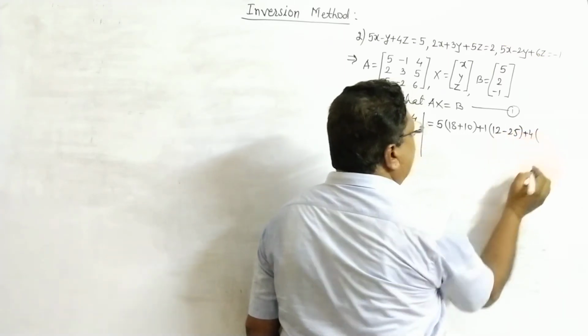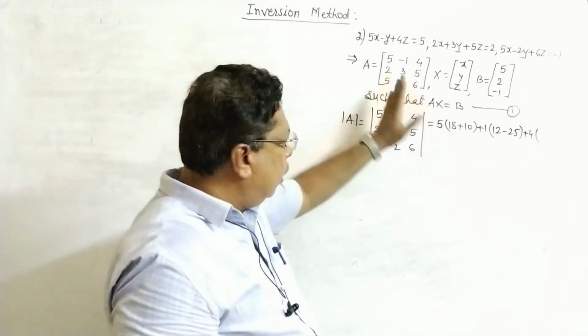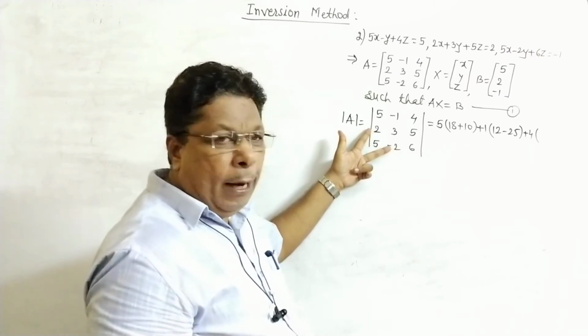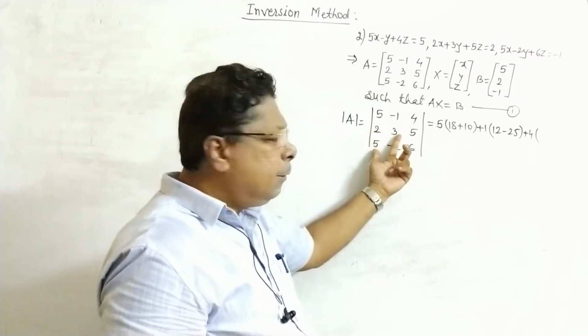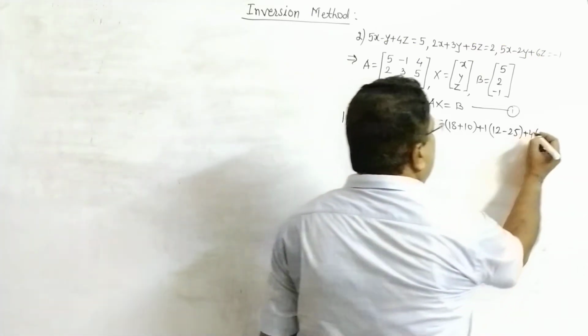Next element is plus 4. 4 is represented in first row, third column. First row, third column छोड़िए. Remaining element का cross multiplication. 2 into minus 2 is minus 4. Minus 5 into 3, 15. So minus 4 minus 15.